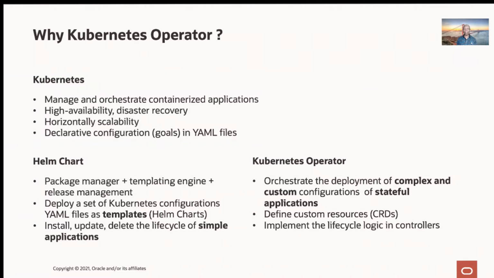DevOps practitioners and developers have been using Helm charts to deploy simple applications in Kubernetes. In fact, they package together a set of YAML files as templates and replicate those templates in different places. However, Helm charts are good for simple applications, but not well suited for complex stateful applications. That's where the operator pattern comes in.